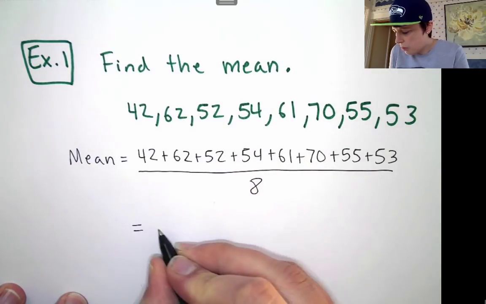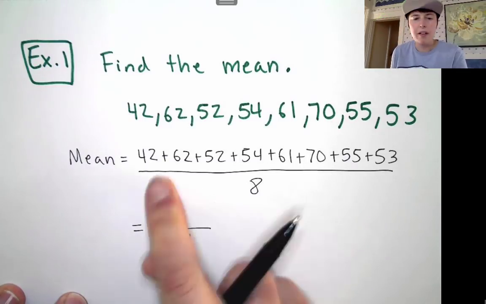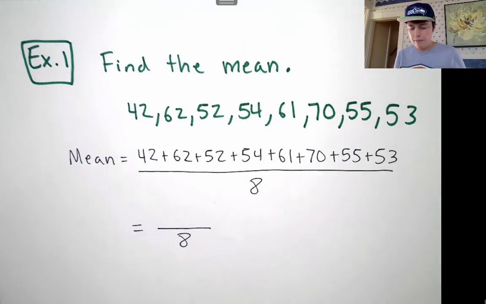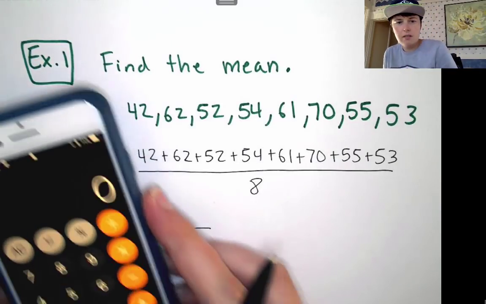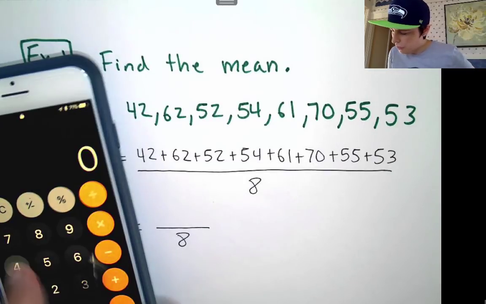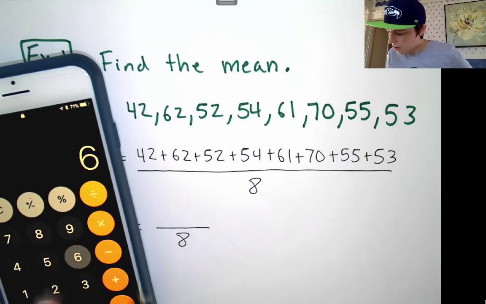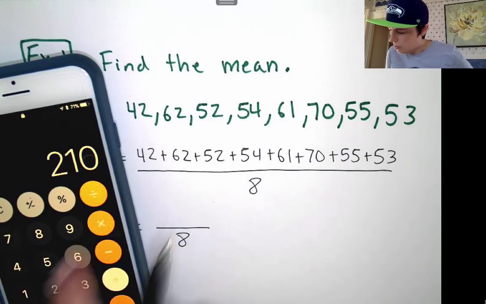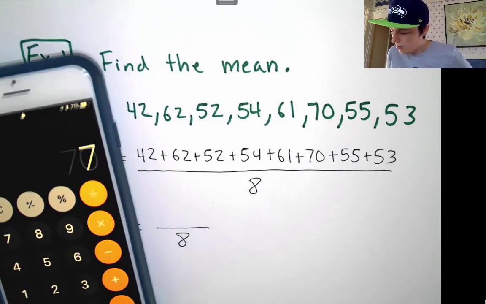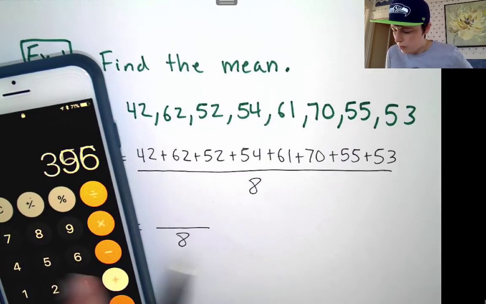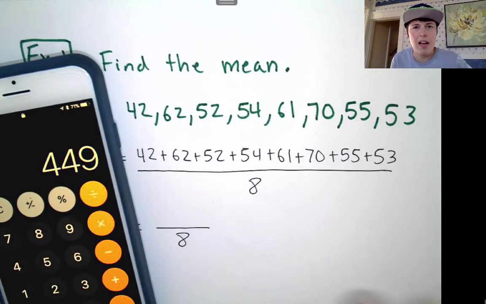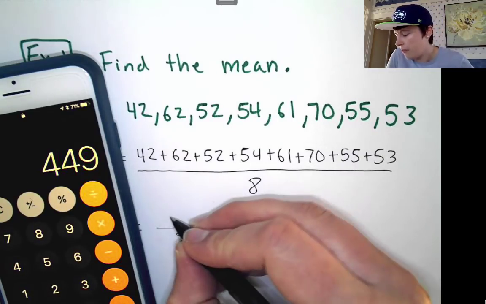We're going to try this again. We know we're dividing by 8, but we need a better answer on top. We've got to add all this up. So it's fine if you want to use a calculator for this part. I'm going to grab my phone real fast here and just add up some numbers. So what do we got here? 42 plus 62 plus 52 plus 54 plus 61 plus 70 plus 55 plus 53. And it's okay if you want to do this in your head too. It doesn't really matter if you're adding them in your head or on your calculator.